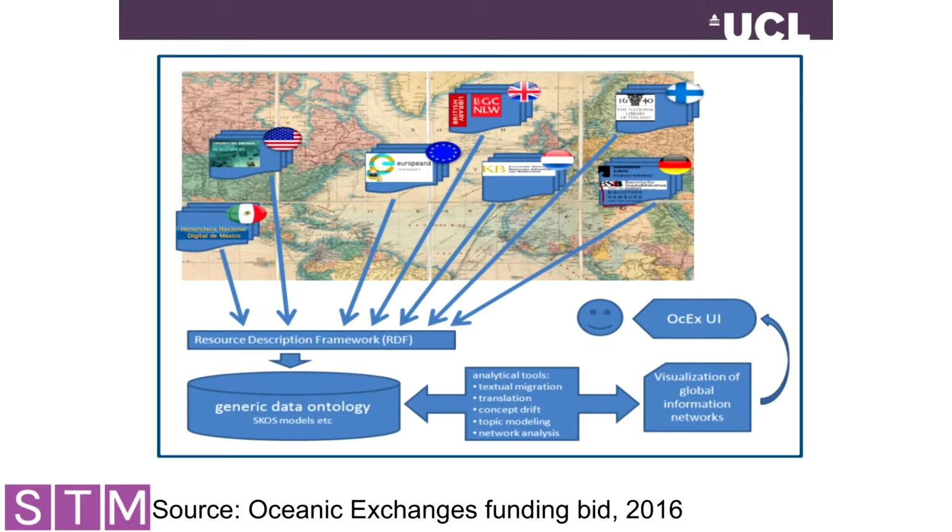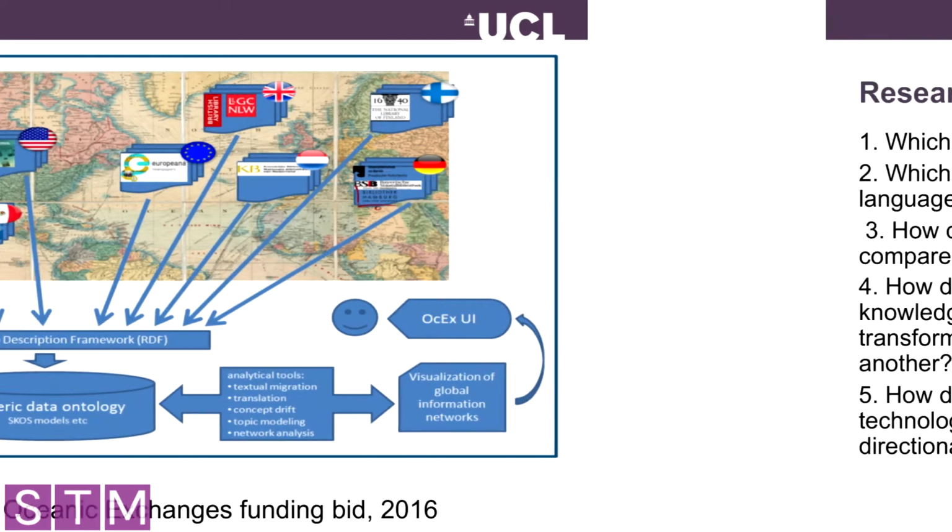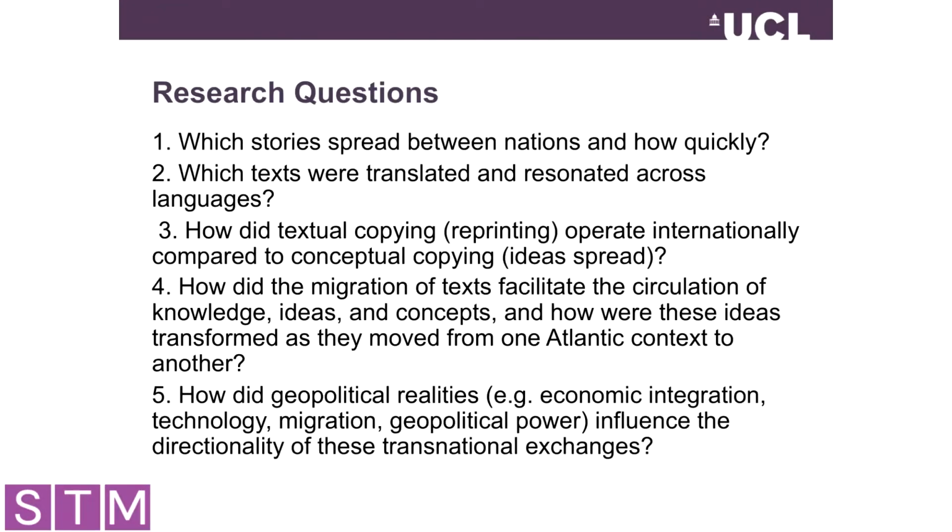So if I go back to this first aim, that is to model and visualize textual migration and viral culture via case studies. So we're asking quite specific questions about that through the case studies that we've picked in order to test this approach on. And those research questions include questions like, which stories spread between nations and how quickly?